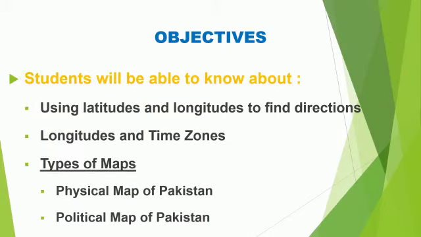The objectives for week 6 are: students will be able to know about the use of latitude and longitudes to find directions, longitude and time zone. We'll also be going through the types of map, physical map and political map of Pakistan.